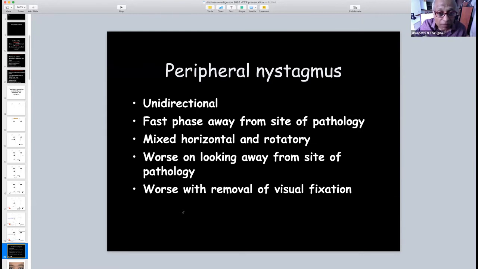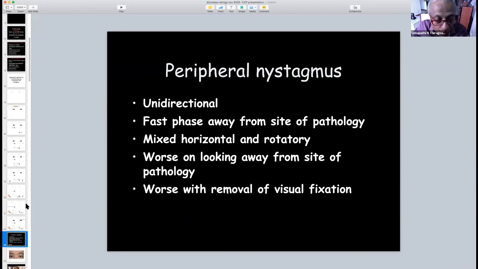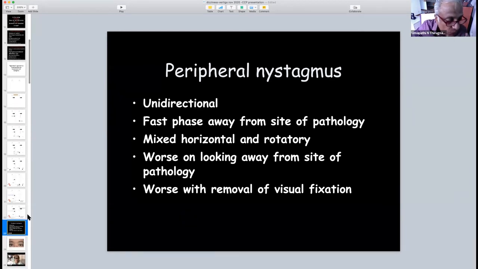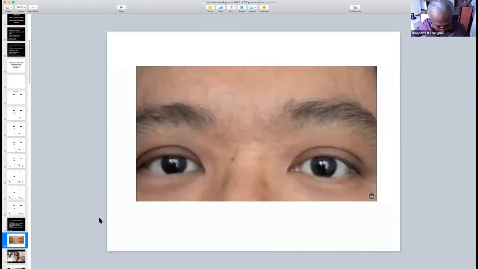But there's also a Romberg sign of the eyes, because if there's peripheral nystagmus, the cerebellum is able to use the vision to suppress this nystagmus. So the moment you take away vision, like Romberg sign, the nystagmus will become more severe. So this is the last point that I want to make. Worse with removal of visual fixation. So let's study all of these with a real patient.